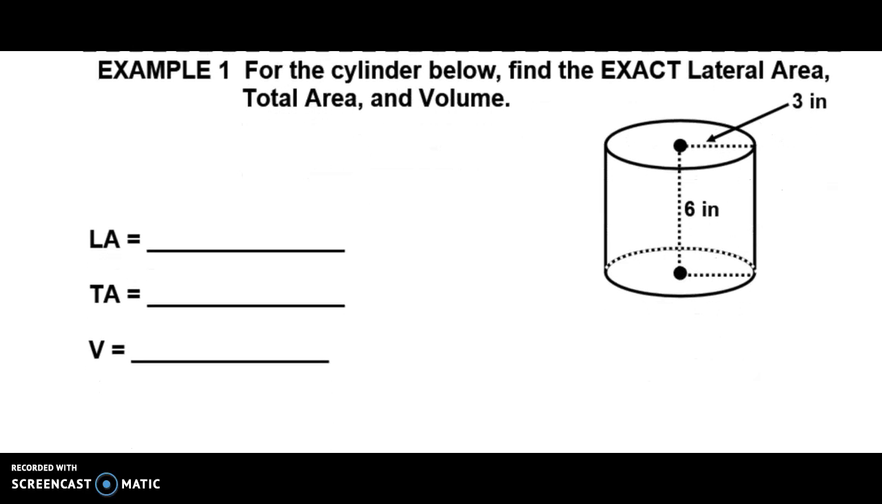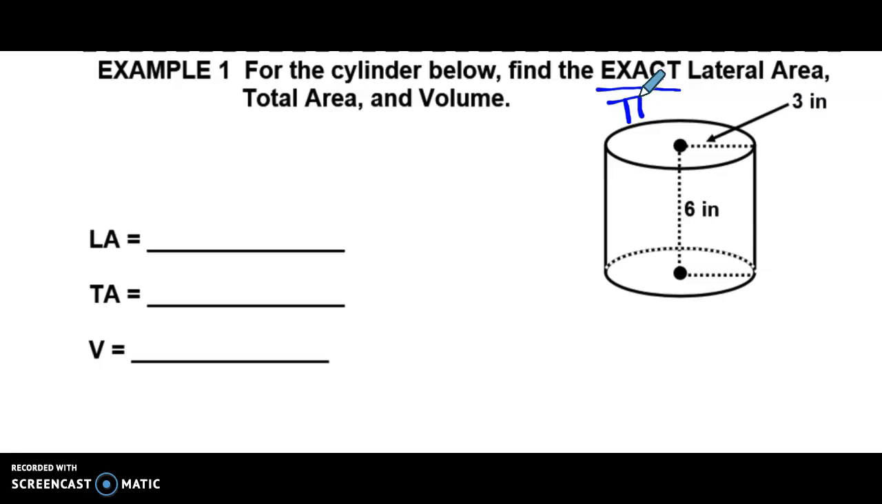So for the cylinder below, find the exact lateral area. When it says exact, it wants us to leave it in terms of pi. So instead of having to use the pi button on a calculator or 3.14, we are just going to use pi and leave it kind of like a tag along with everything else.